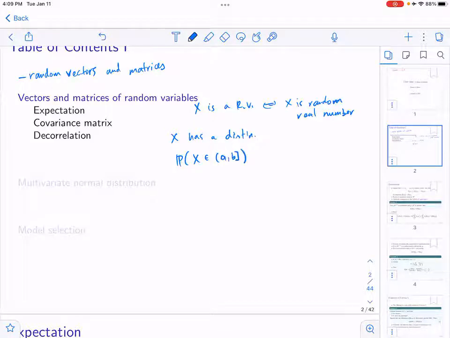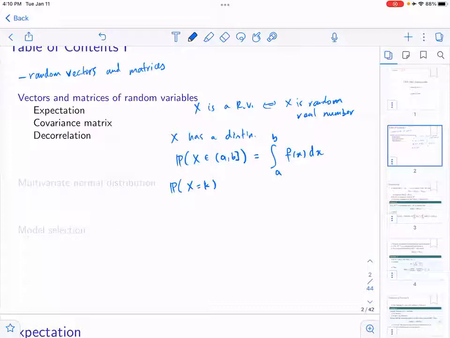So the distribution determines what these probabilities are. Usually we write this as an integral against a density. If the random variable is continuous, there's a density, and I can integrate it from A to B, which gives me the probability. But there are other ways of specifying it. It could be that X is discrete, so I might specify what discrete values X takes.